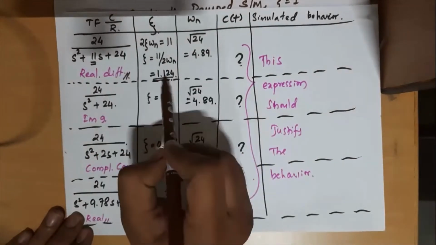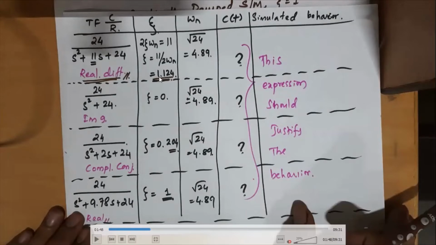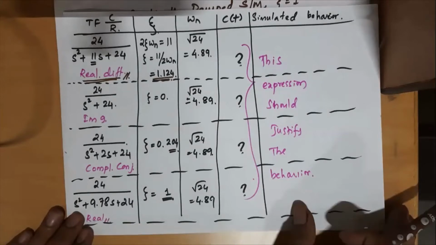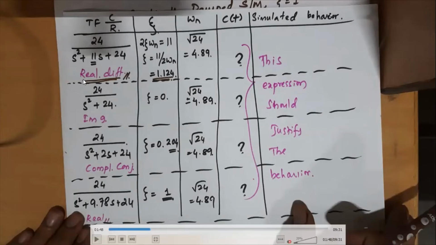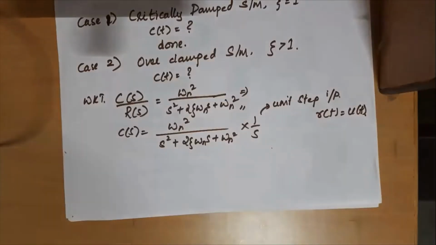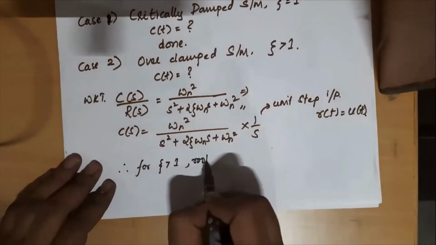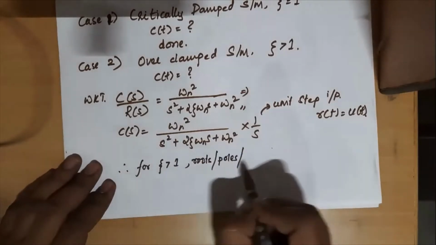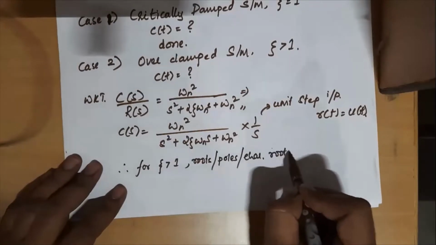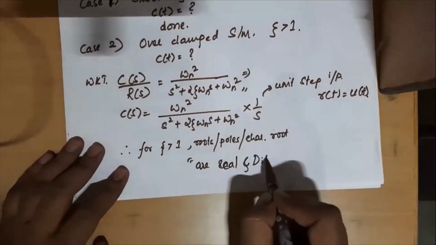We know that for zeta greater than 1, everyone please concentrate here. We discussed in the previous class the case where we ended up with zeta greater than 1, which is 1.124, we convinced ourselves that the roots are real and different, which is minus 3 and minus 8 here. So that must be clear to us. The roots are real and different. There is no imaginary term present in the roots. Therefore, for zeta greater than 1, the roots or poles or characteristic roots, whatever you call, are real and different.